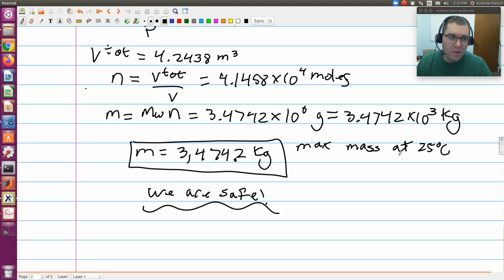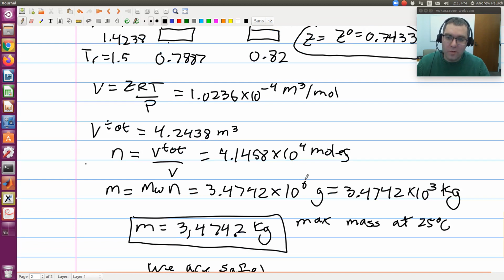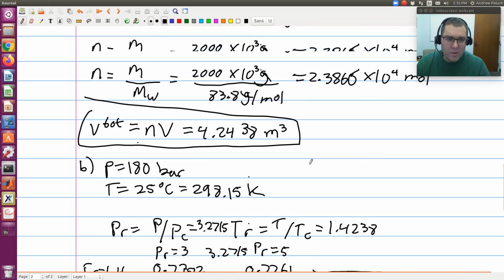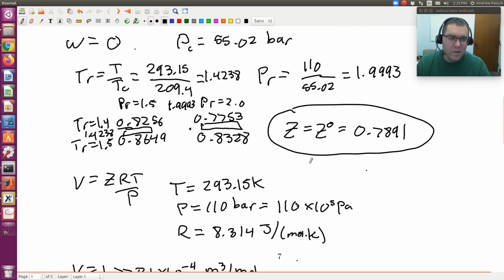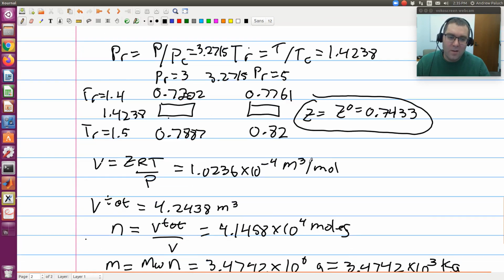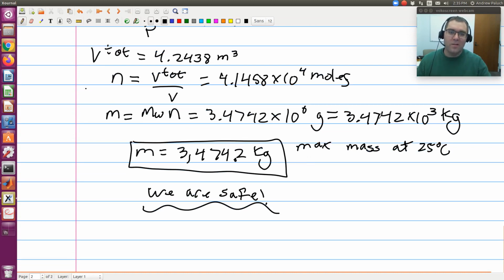All right. Now, the last question is, is it appropriate? This is another difficult question without looking at compressibility graphs. One, we have krypton, so omega is 0, so you expect two-parameter corresponding states theory to work well. As long as we're in that vapor region, and we're not too far away from the ideal gas equation of state, then we expect the predictions to be fairly reasonable. We know we're definitely in the vapor phase. We have a supercritical fluid. The Z's we get are 0.74 and 0.7891, so they're definitely not ideal gas.